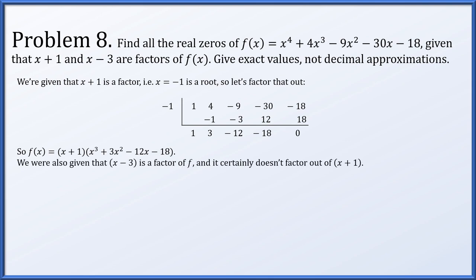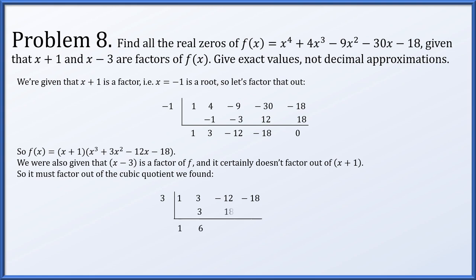x minus 3 is also a factor of f, and it certainly cannot be factored out of the thing we just took out, x plus 1, so it must factor out of the cubic quotient. So we set up synthetic division to factor x minus 3 out of that cubic quotient of x cubed plus 3x squared minus 12x minus 18. Remainder of 0 tells us that it does factor out evenly, and what's left behind is x squared plus 6x plus 6.